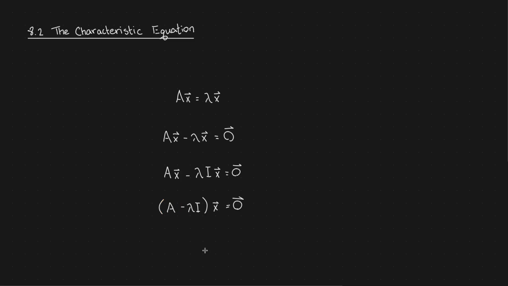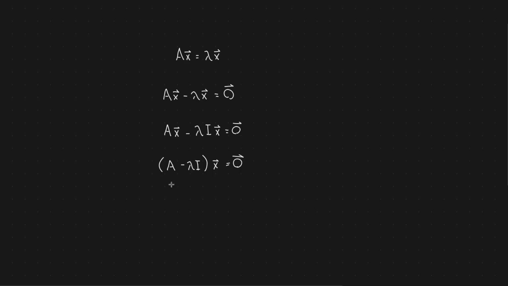So notice what we have here. We have a matrix, which is a difference of two other matrices. But if you take that difference, if you subtract them, you get a single matrix right here. So we have a matrix times vector x is equal to 0. Okay? Now remember, an eigenvector has to be non-zero. So for this homogeneous system, we're interested in when it has a non-trivial solution.